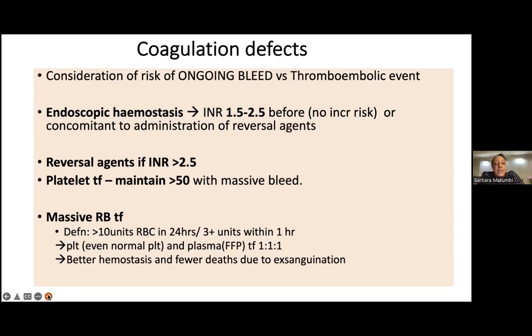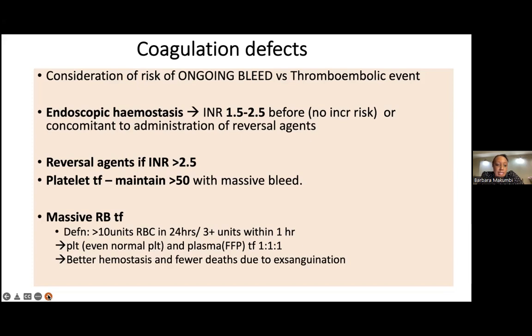But looking at endoscopic hemostasis, an INR of 1.5 to 2.5 should be fine to take a patient to endoscopy, colonoscopy, and do your interventions, and do radiation angiography as well. If the INR is more than 2.5, it's advised that you use reversal agents. This is implying warfarin, but I'll allude to that later.